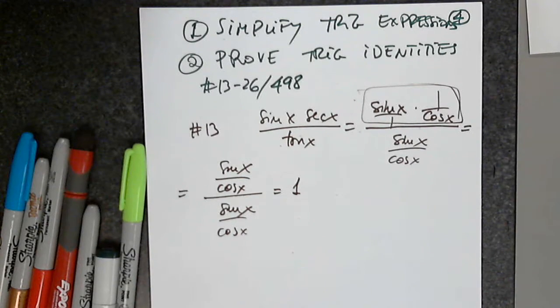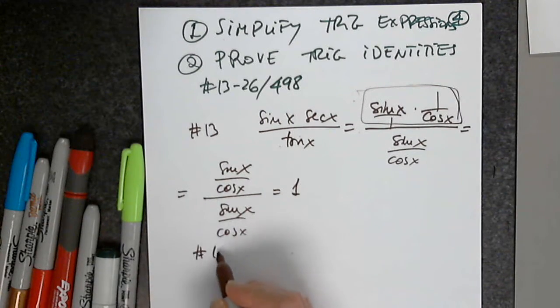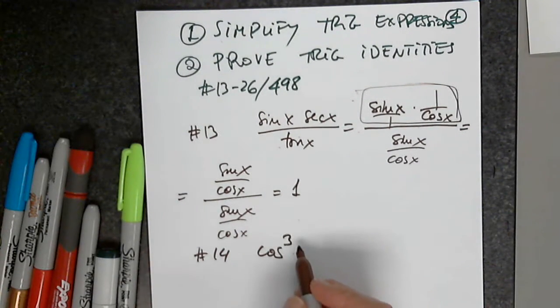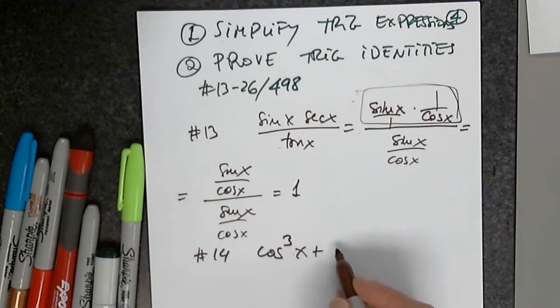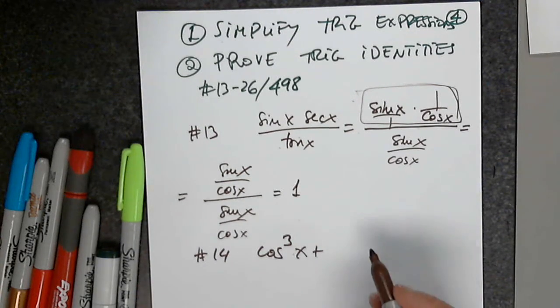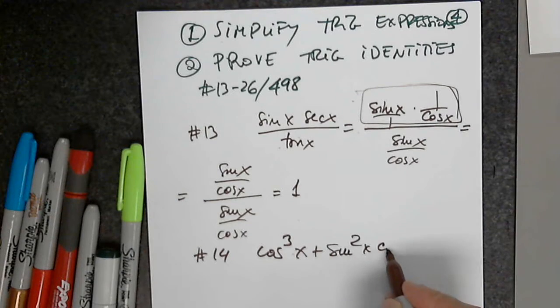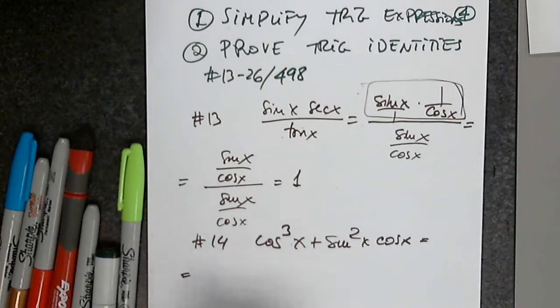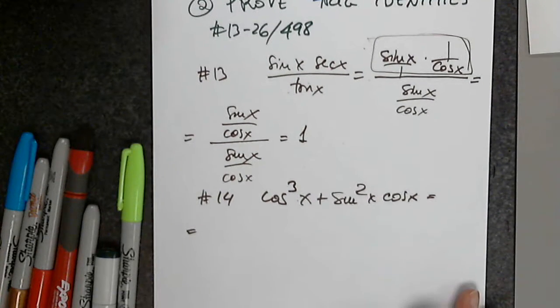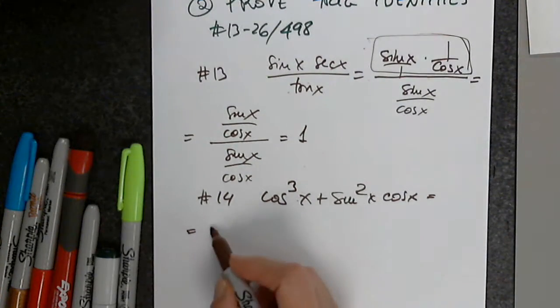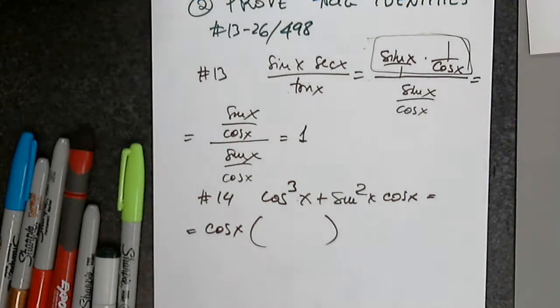14. Okay, 14. So we have cosine to the third x plus sine squared cosine x. What did we say the two keywords in any math class are? Factor. And? Simplify. Good. So let's see, what can we do? We can pull out a cosine. Please. And what is left in parentheses?